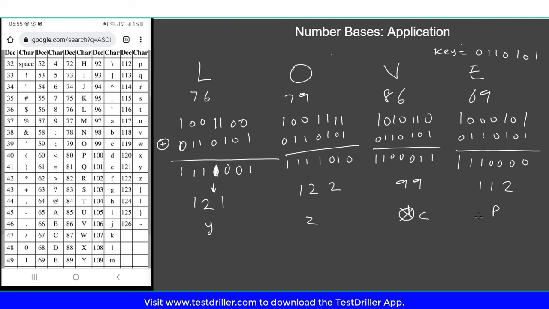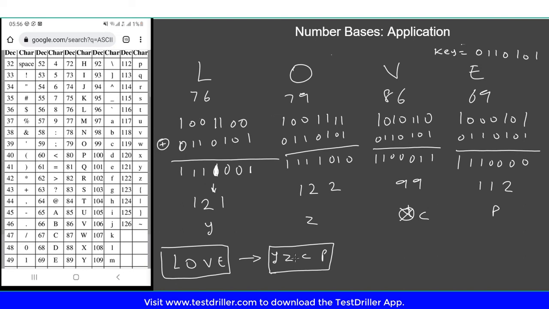So it means instead of sending LOVE, Alice is going to send Y, Z, C, P. So this is what will be transmitted to Bob. This is how a computer encrypts information before sending. But the interesting thing is, if Bob performs this exclusive OR operation, Bob will retrieve this LOVE. But before you can retrieve it, you must know the key that was used.